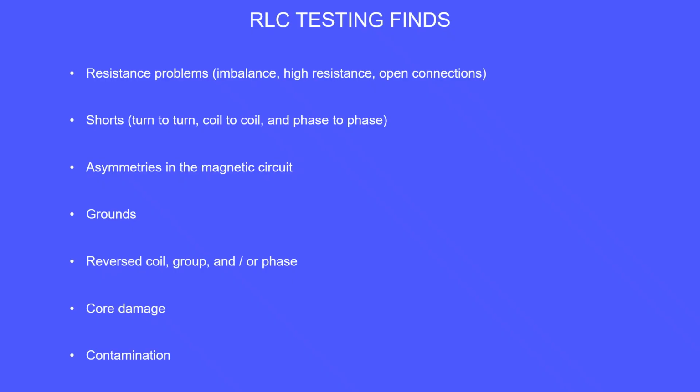Possible discoveries while performing RLC testing include resistance copper-to-copper imbalance, high resistance, or open connections. Shorts: turn-to-turn, coil-to-coil, and phase-to-phase. Asymmetries in the magnetic circuit, such as air gap, grounds, reversed coils, or phases. Core damage, contamination.